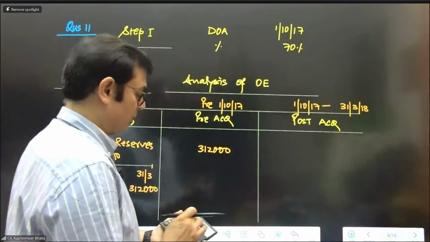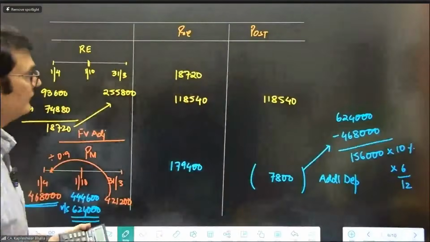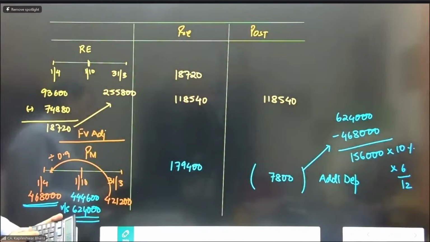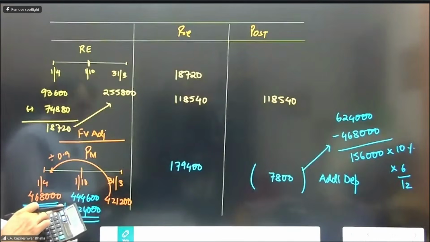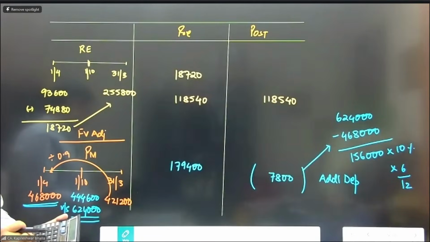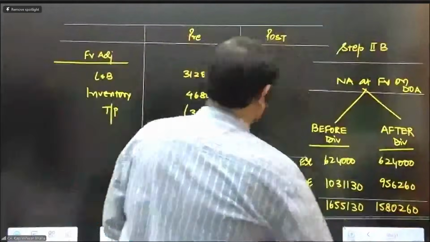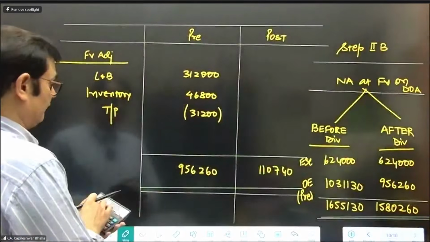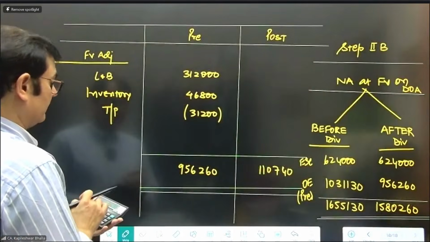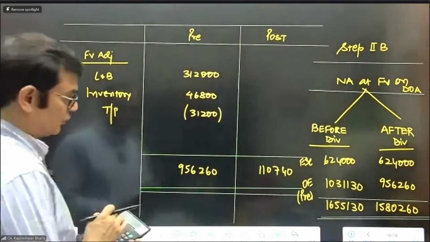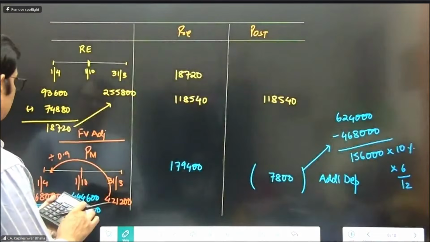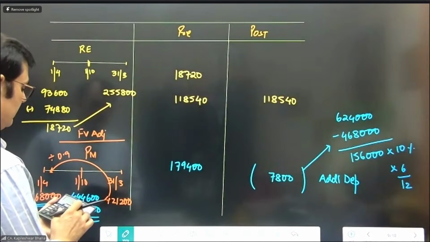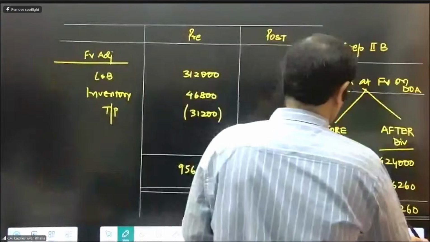This is 3,12,000, and this is going to be 118,540, 18,720, 179,400. This is 3,12,000, 46,800. Yes, this is 956,250. And this is 74,880. So I think there's a little calculation error.